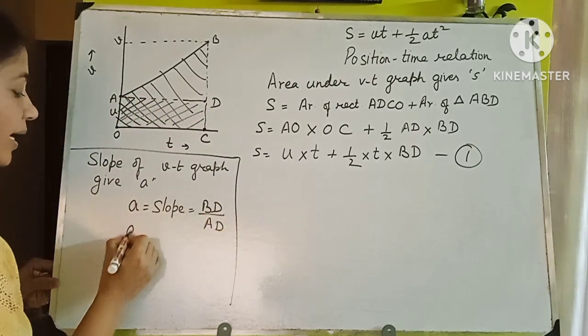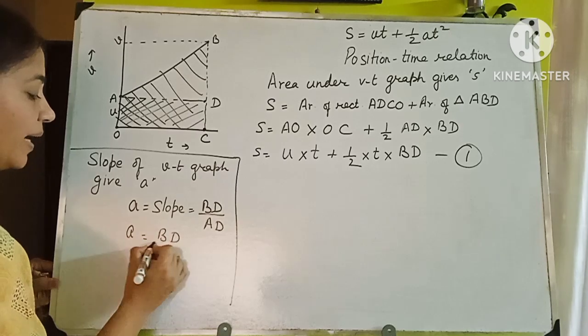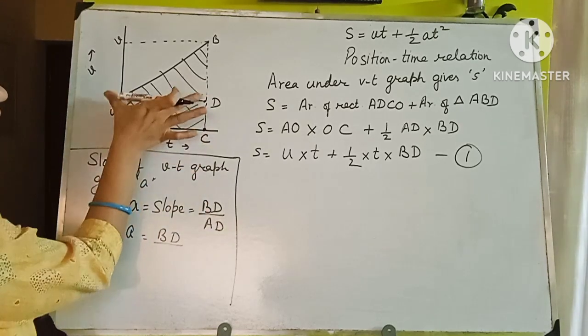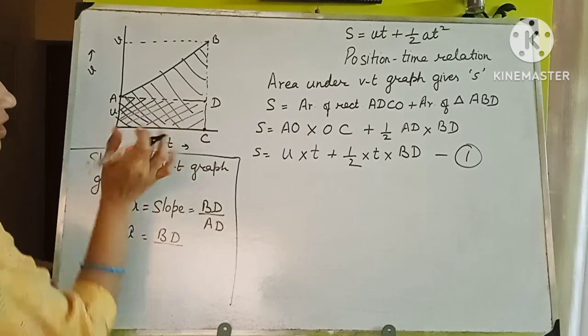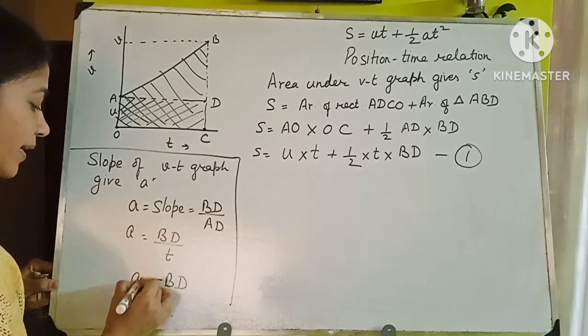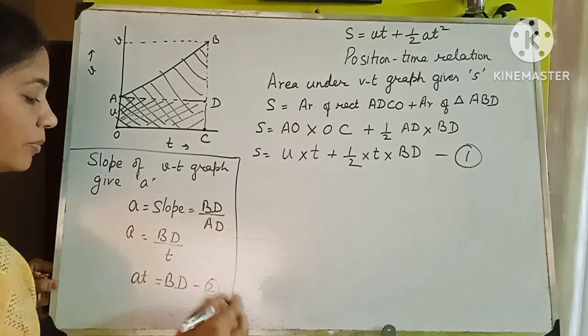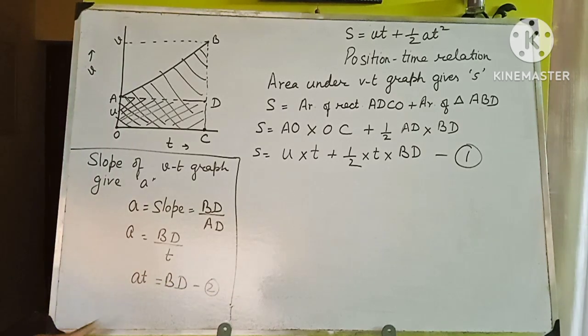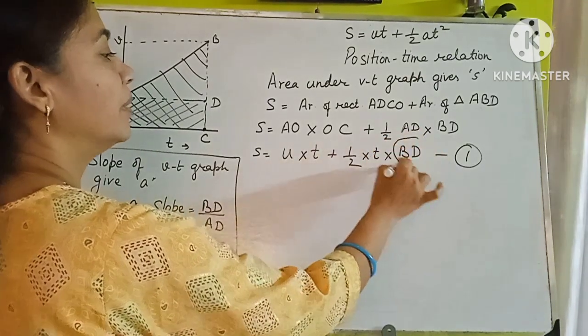Now a is equal to BD by AD. AD is equal to OC, which is time taken, as we just saw. With a simple rearrangement, you will get BD is equal to at. Mark this as equation number 2. You have got your BD. Substitute this value of BD in equation number 1.